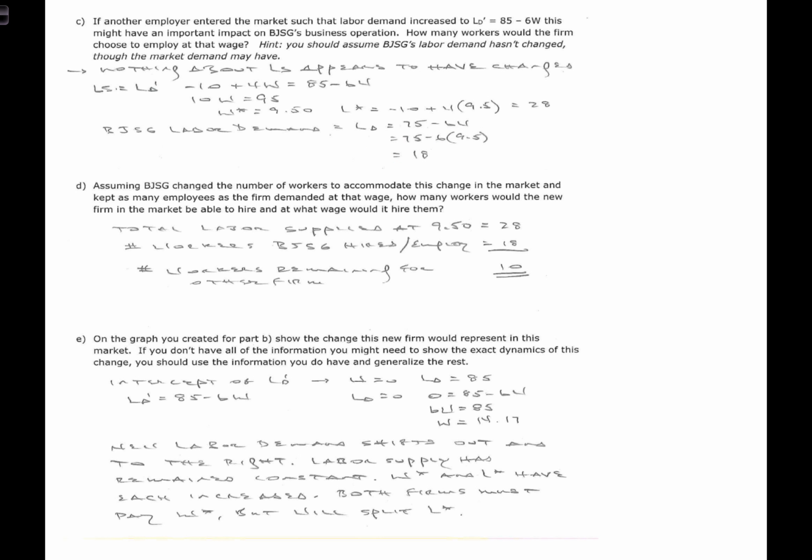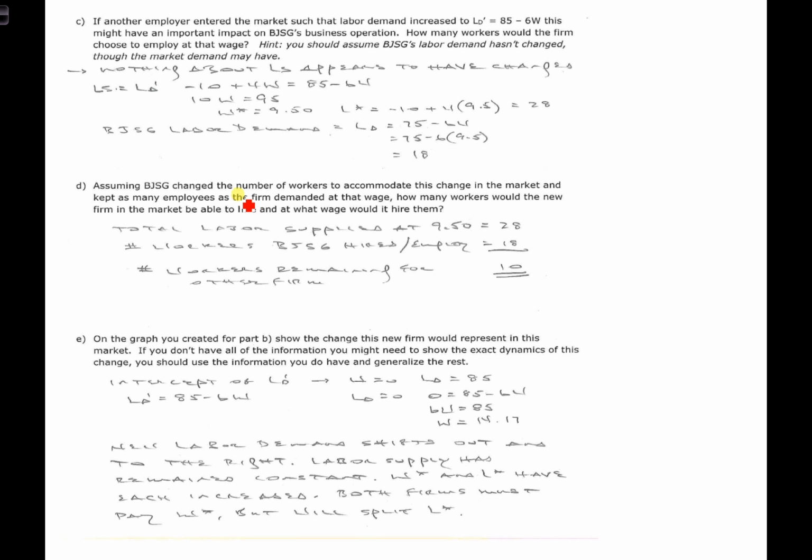That's important to note because in Part D, I've then said, okay, assuming BJSG changed the number of workers to accommodate this change in the market. So they went from 24 workers that they might have had down to 18 now, and they kept as many employees as the firm demanded at that wage, which is the 18.